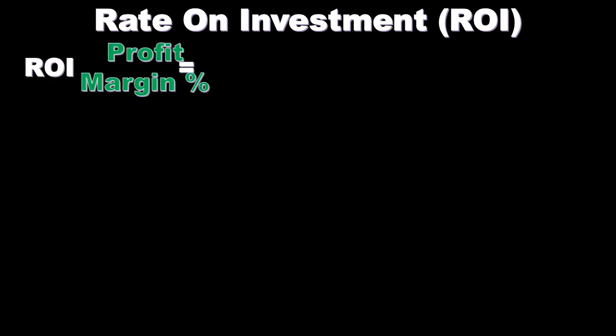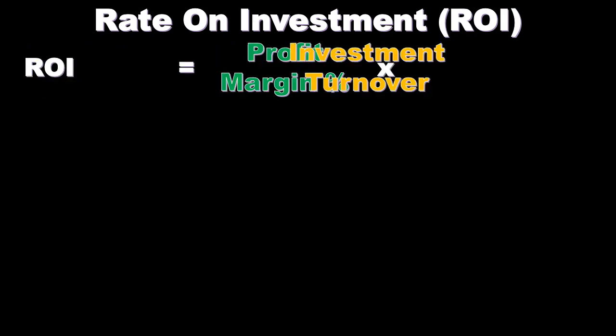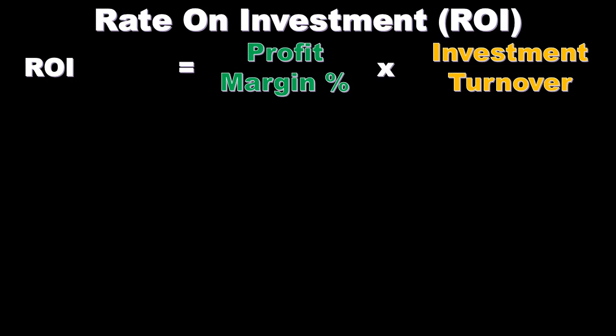So ROI is going to be equivalent to the profit margin percent times the investment turnover. So profit margin percent times the investment turnover. This is one of those calculations that has two components to it that is not always the easiest thing to find. In other words, we need to know what the profit margin percent is and the investment turnover. We need to know what those are. We're not just going to be able to pull those from the financial statement.